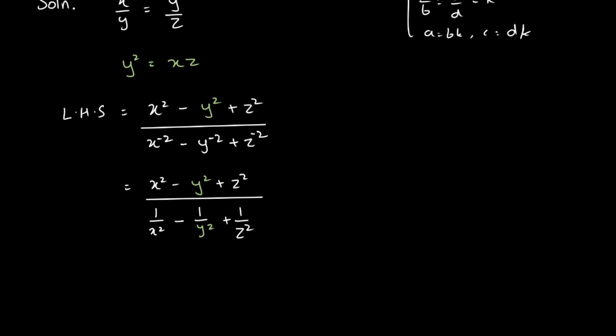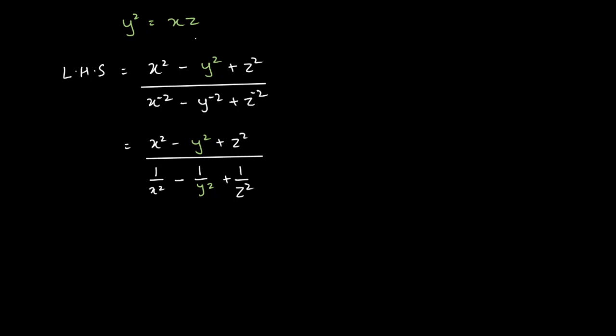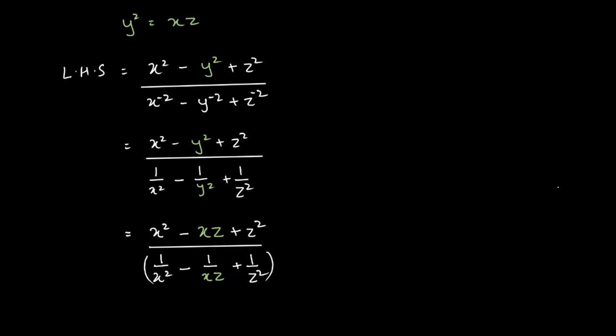Now, instead of the y² terms, I'm going to substitute xz, as we discussed earlier. So in the numerator, instead of y², I'll write xz: x² − xz + z². That's our numerator. Same thing in the denominator: instead of y², I'll put xz. So I have 1 upon x² minus 1 upon xz plus 1 upon z². This entire thing is my denominator.